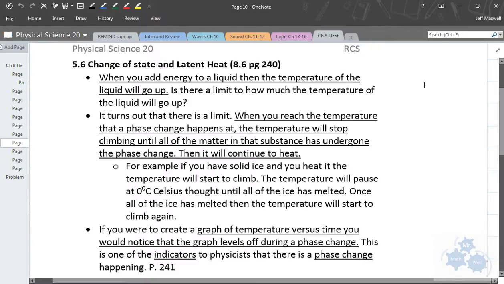Okay, so today's lesson is on 5.6 in your textbook, page 240. It's 8.6, unit 5. Change of state and latent heat. We've talked a lot about kinetic molecular theory this chapter, right? And we've talked about change of state.